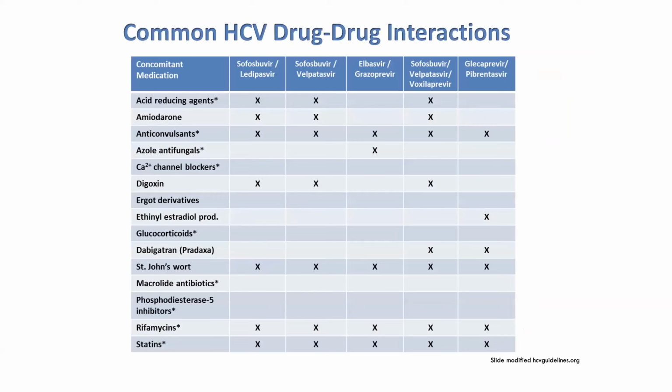I'm going to skip this one. This is just a snapshot to say there are drug-drug interactions. The two drug combinations I've been sharing with you are Sofosbuvir-velpatasvir, second from the second column here, and glecaprevir-pibrentasvir, which is on the far right. It's just to make the point that there are drug-drug interactions you need to be aware of.